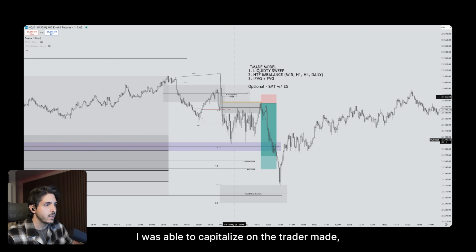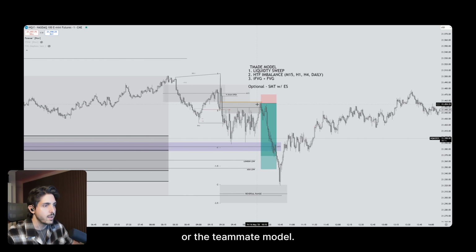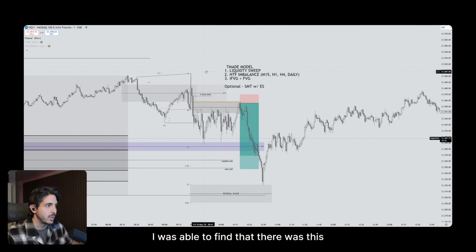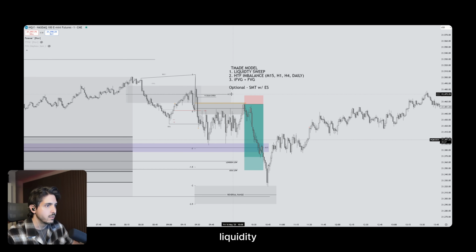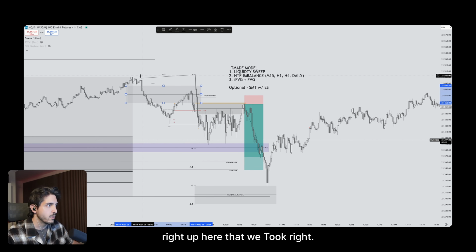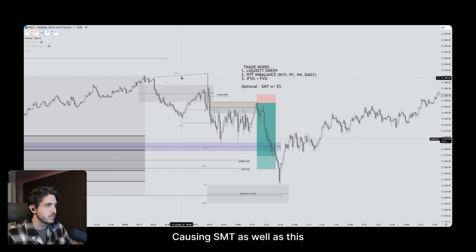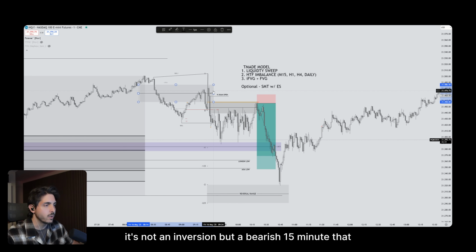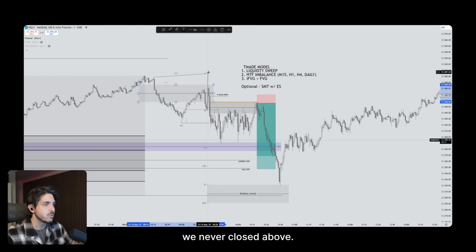I was able to capitalize on the TMade model. I was able to find that there was this liquidity right up here that we took, right? Causing SMT as well as this inversion fair value. Sorry, not an inversion fair value, but a bearish 15-minute that we never closed above. Not one body closes above, right? So all of this is incredible signs to want to take this short.